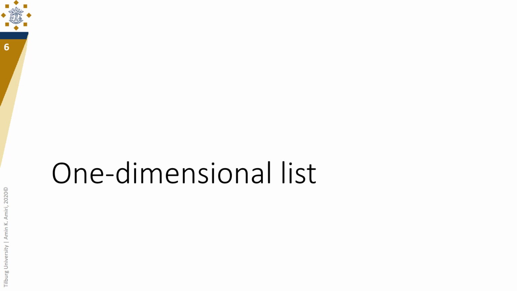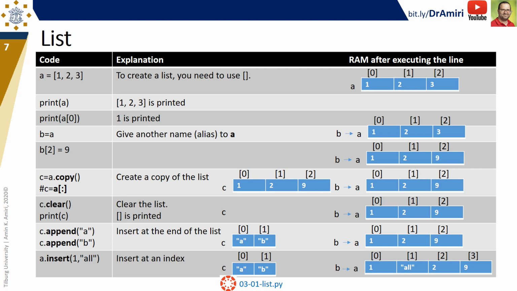We used the previous code to learn why we need a one-dimensional list. But first, let's learn what a list is and how a list can be created. A list is a collection of several data types, several numbers, several strings, or several numbers and strings. A list is ordered and it can have duplicate values.